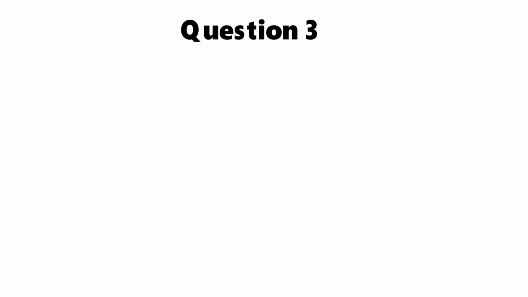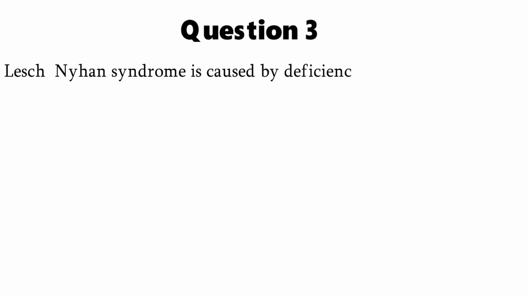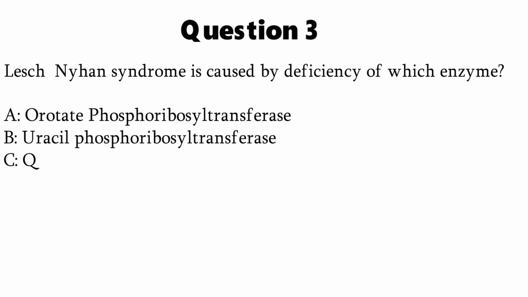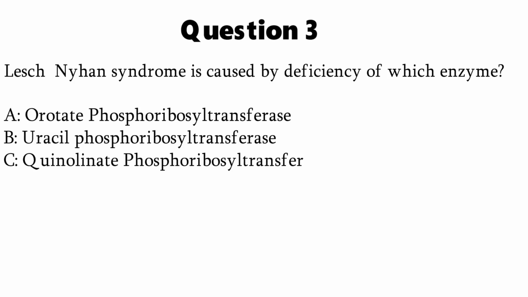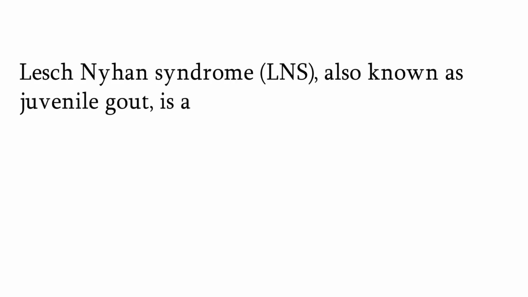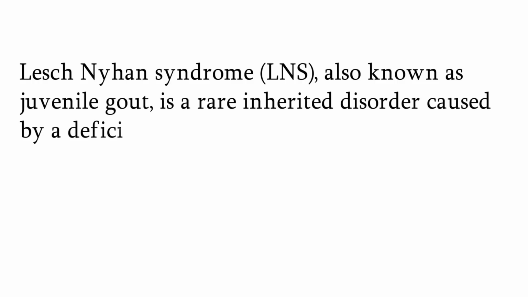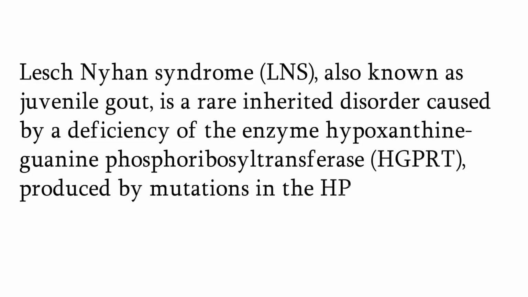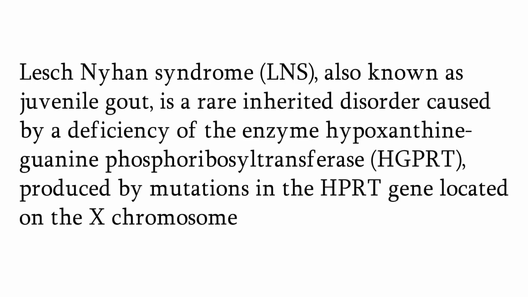Now the third question is, Lesch-Nyhan syndrome is caused by deficiency of which enzyme? And options are A. Orotate phosphoribosyltransferase, B. Uracil phosphoribosyltransferase, C. Quinolinate phosphoribosyltransferase, D. Hypoxanthine guanine phosphoribosyltransferase. Here the correct answer is D. Hypoxanthine guanine phosphoribosyltransferase. Lesch-Nyhan syndrome, also known as juvenile gout, is a rare inherited disorder caused by a deficiency of the enzyme hypoxanthine guanine phosphoribosyltransferase, produced by mutation in the HPRT gene located on the 10th chromosome.